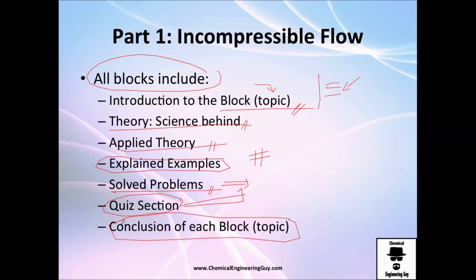And of course, each block has its own conclusion. So when you finish the block, you don't get the impression that you're just full of ideas. We're going to have, for example, what this is useful for, which blocks are going to need this block, which other blocks were needed for this, a review of everything, and so on.